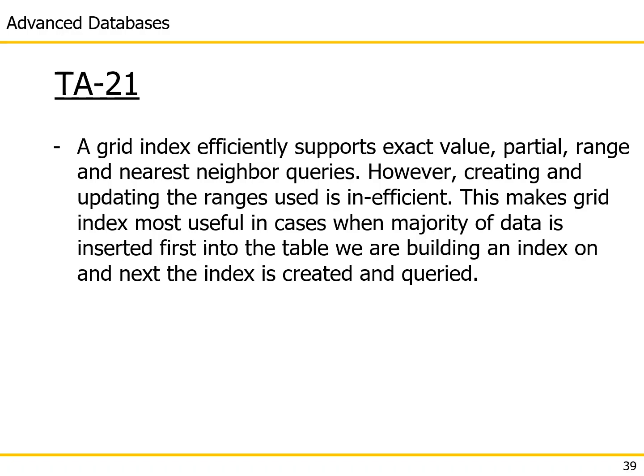Here is the takeaway. A grid index efficiently supports exact value, partial, range, and nearest neighbor queries. However, creating and updating the ranges used is inefficient. This is really the important point: it makes grid index most useful in cases when the majority of data is inserted first into the table we are building an index on, and next the index is created and queried. In other words, when would you use a grid index? You would use a grid index if you upload all the data up front, run an algorithm to find the good ranges, and then keep firing queries against this data.